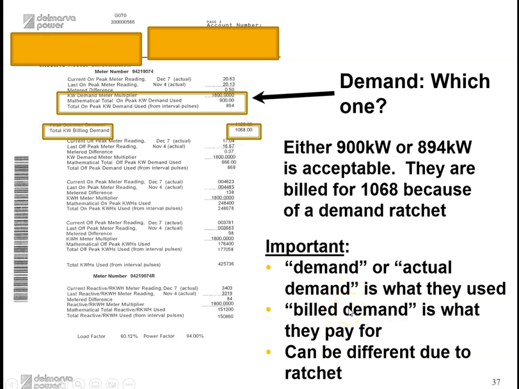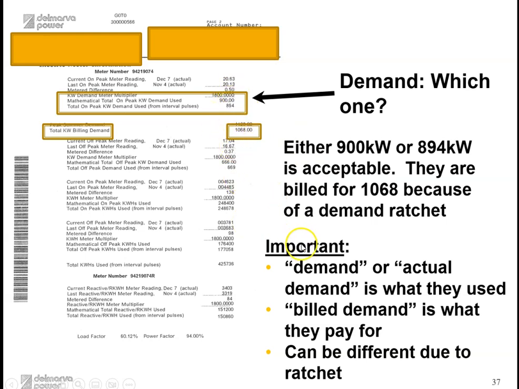Now, not every bill has a ratchet, and even when they do have a ratchet, it's not always different. So you got to be careful. Just make sure you're really clear which number or numbers you're putting in your spreadsheet when you do a utility analysis. Is it the actual demand or is it the billed demand? Because sometimes that can be different. Okay, so that's your demand.